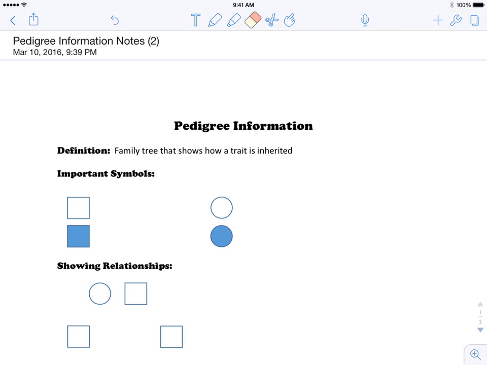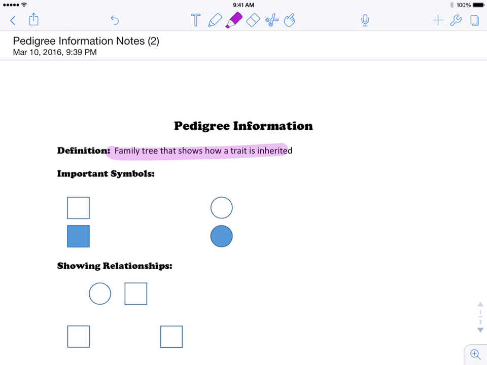The last topic we have to talk about in genetics are pedigrees. A pedigree is very simply a family tree that shows how a trait is being inherited. Now, scientists use pedigrees to help families understand the probability that offspring are going to have certain disorders, as well as to see how different traits are actually getting passed through family lines.